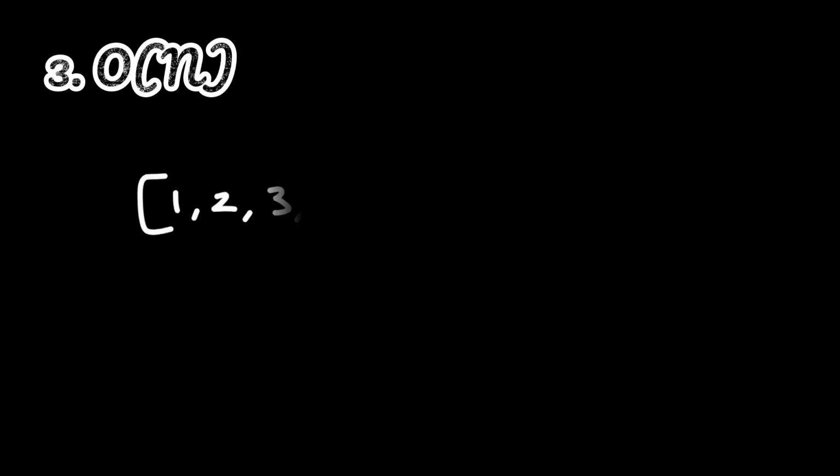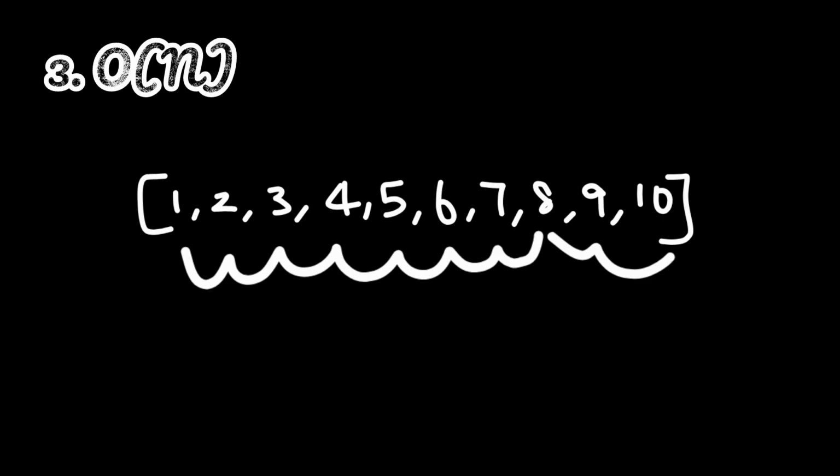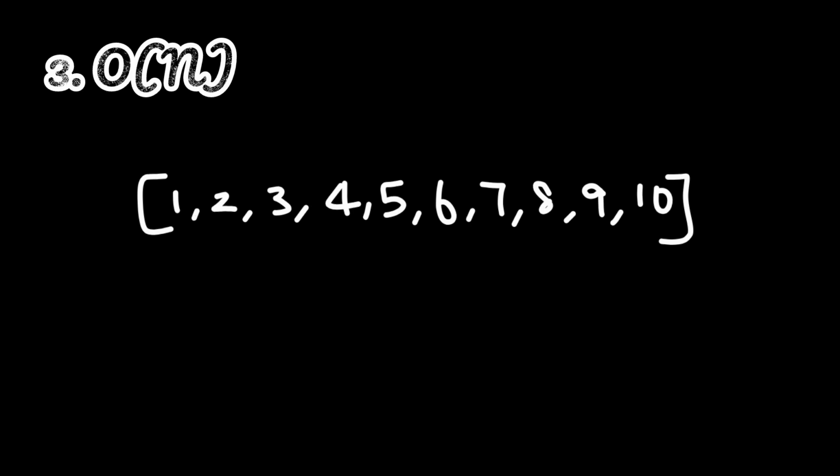O of n complexity means that it's just a simple loop traversal. You need to traverse to every single page of the book. Consider this: accessing all the elements of the array using the for loop. So as the input grows, if the input is 10, your loop will be running 10 times.